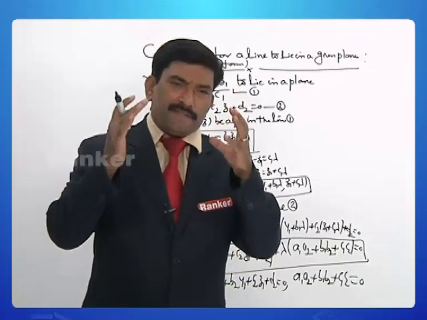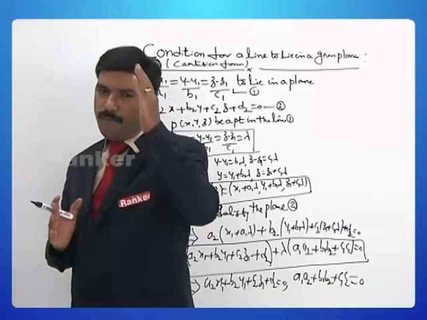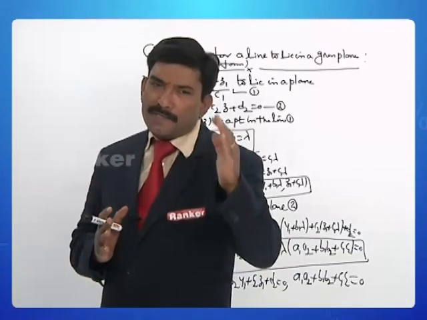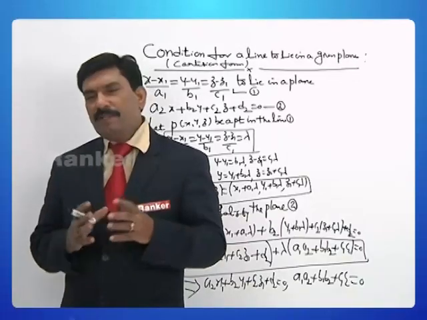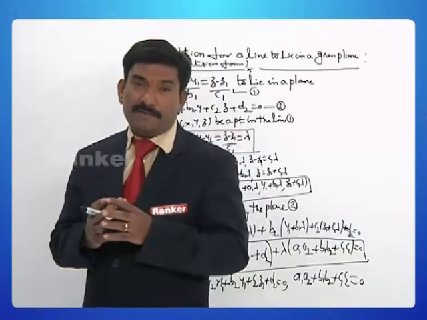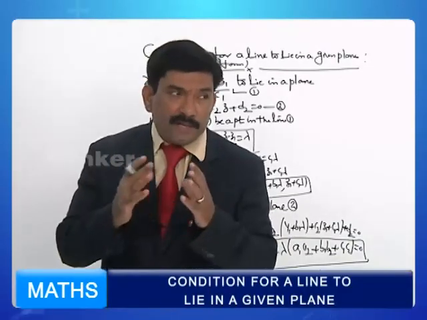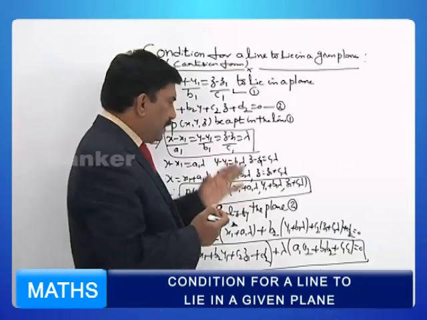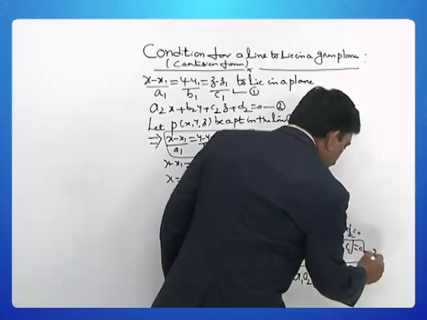Then the third case arises, when the line 1 is parallel to a plane. Parallel to a plane means it never meets the plane, correct? Then what is the condition? Let us discuss it in detail. Now we have discussed the condition for this. You take this as result 3.